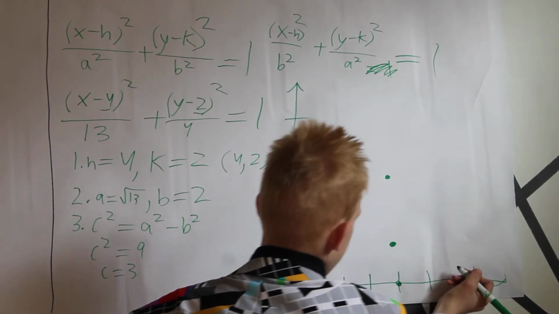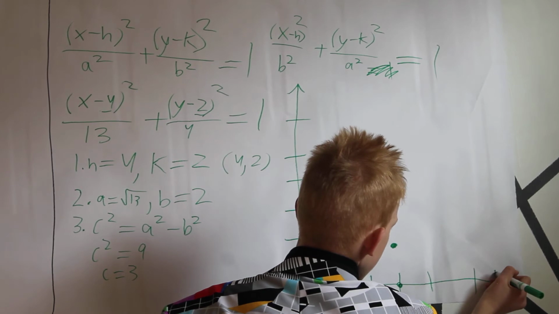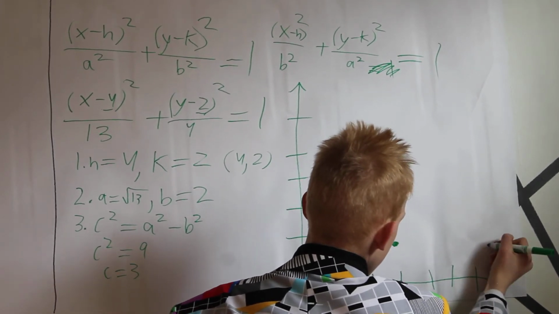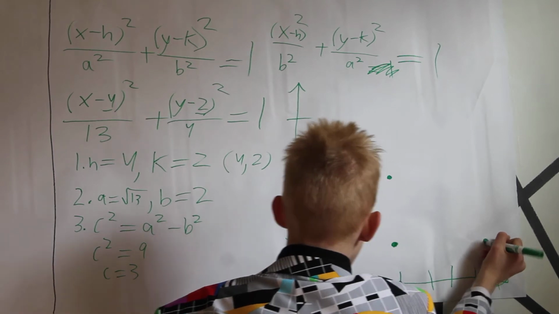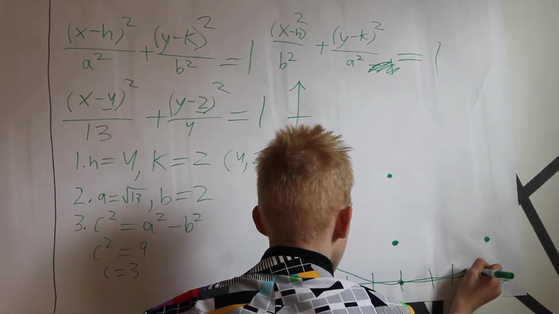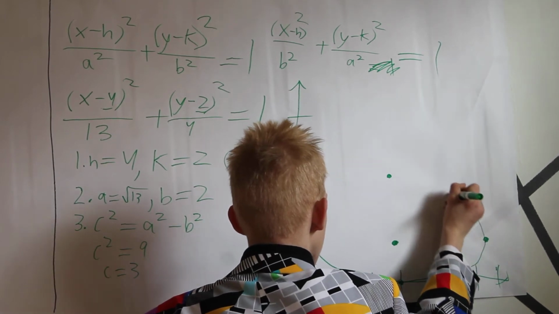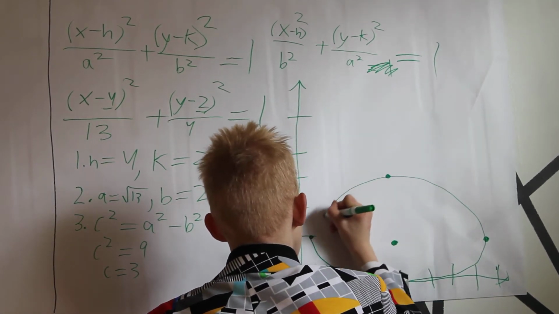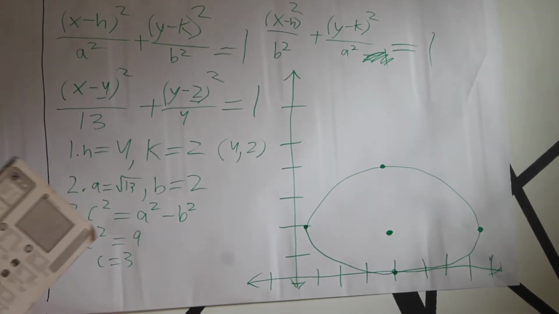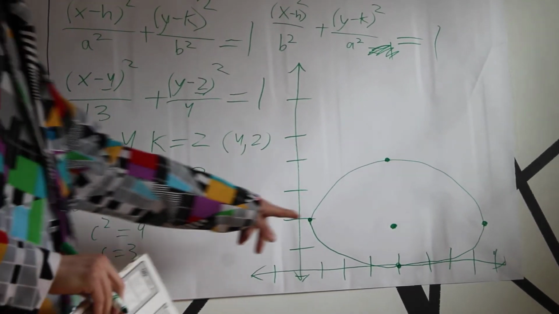And sorry, let me fix this. Just put this and this. 1, 2, 3, 3.6 is about right here. And now we have an ellipse. There you go. That's our ellipse. It's not the best ellipse because I'm not perfect, but it's pretty good. So this is our ellipse.